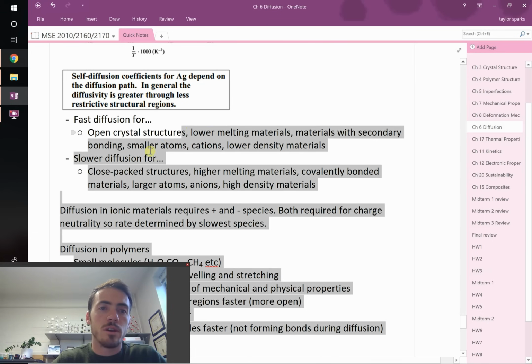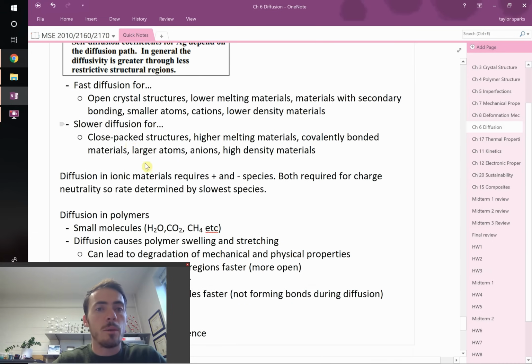Okay, so the opposite is true for the opposite characteristics. You will get slow diffusion for close packed structures, high melting points, covalent bonded, large atoms, anions, and high density materials. That will be your slow diffusion.